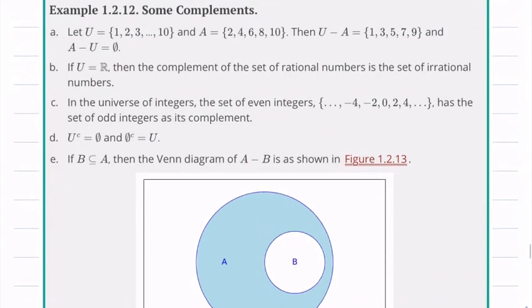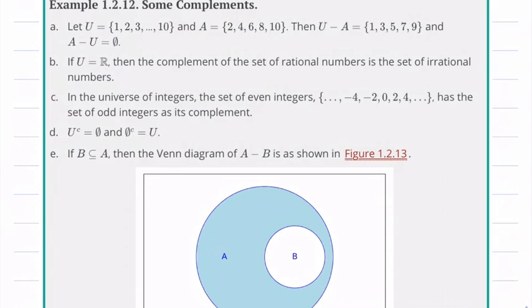So here we have some of the examples from the textbook that it's worth thinking about. If our universal set is the numbers 1 through 10, and A is our even numbers, then the complement of A is the odd numbers. And if you think about going the other direction, so we're thinking here A minus U, which elements are in A but not in the universal set? Well, since A is a subset of the universal set, that's going to be the empty set. Spend some time having a look through the rest of these examples and make sure that you're comfortable with them.